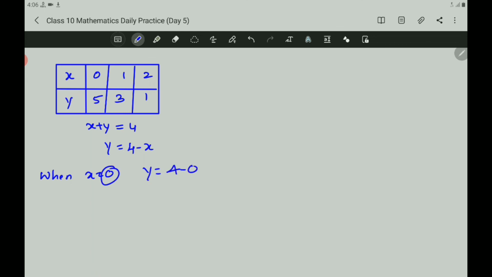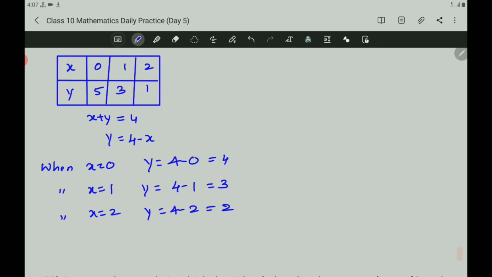Here you have taken x equals 0. So you write 4 minus x means 4 minus 0, that is 4. Then you take when x equals 1, y equals 4 minus 1, that is 3. Then you take x equals 2, then y equals 4 minus 2, that is 2.